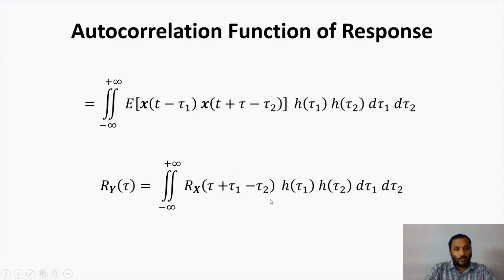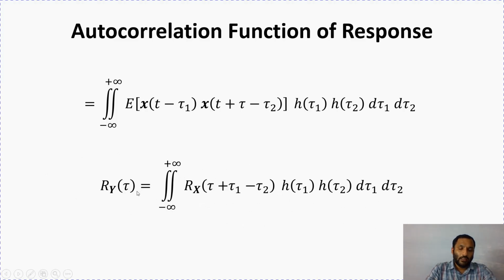Now, another thing. This is the autocorrelation of the input. So we can calculate the output autocorrelation as the double integral using the autocorrelation of the input and the unit impulse responses of the system. This gives you a closed form expression of the Ry of tau.